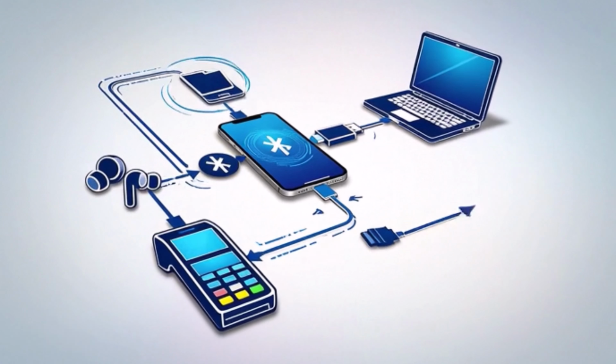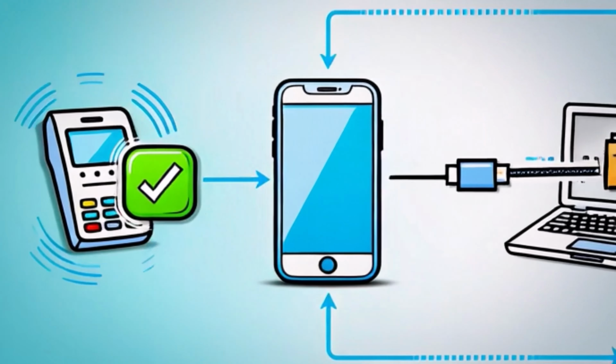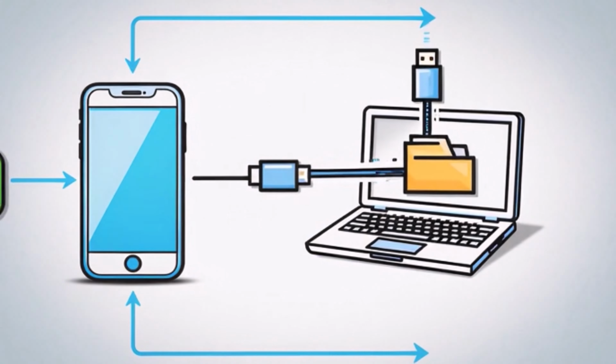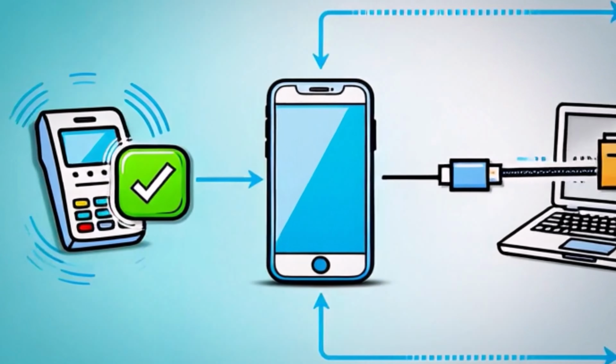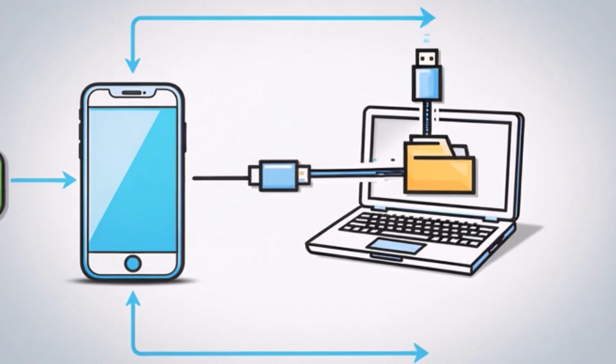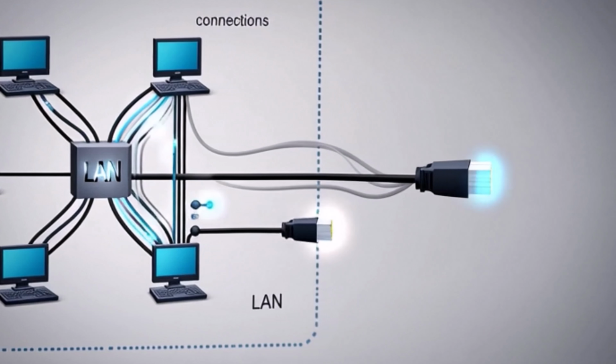For example, when you connect your smartphone to wireless earbuds using Bluetooth, use an NFC payment on a payment terminal, or transfer files between a phone and a laptop using a USB cable, these are PAN connections.